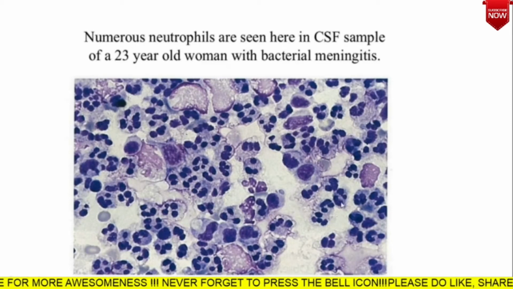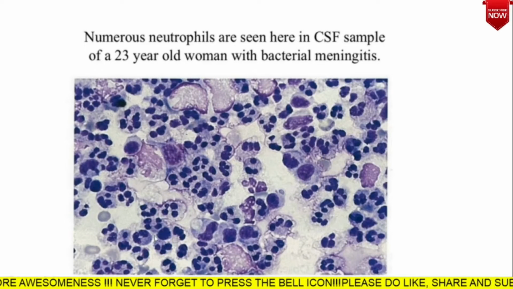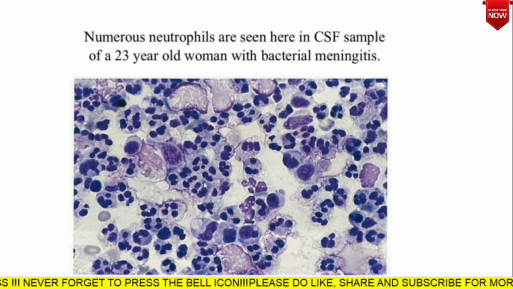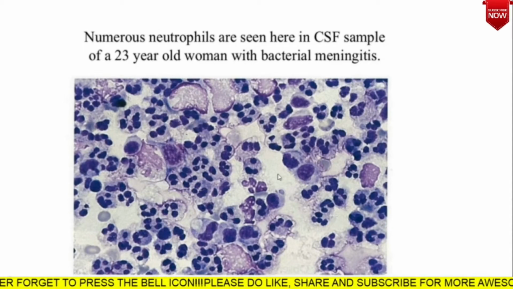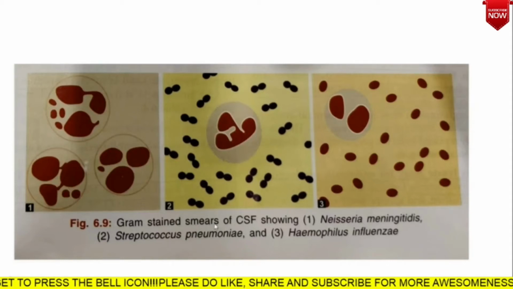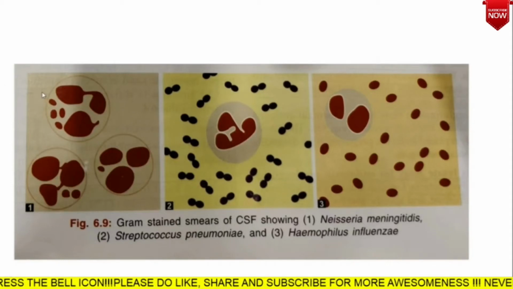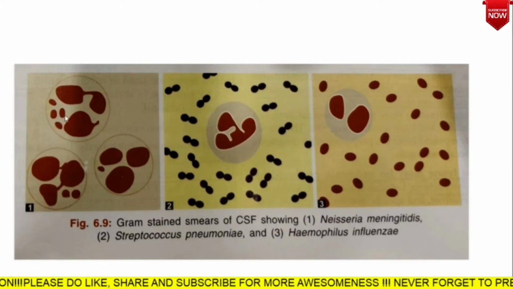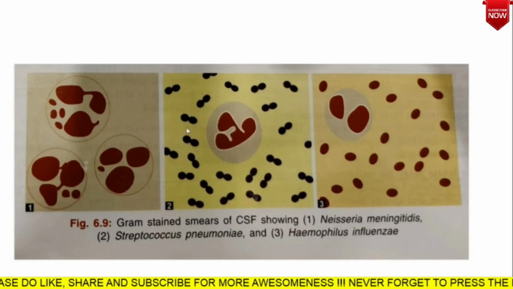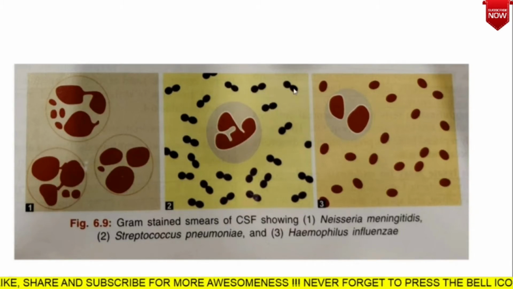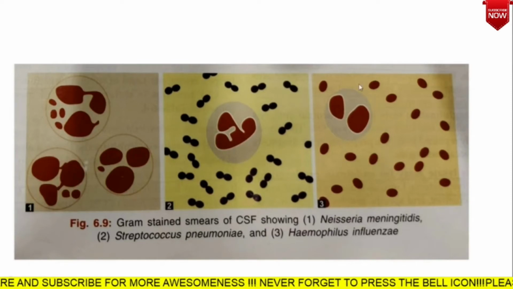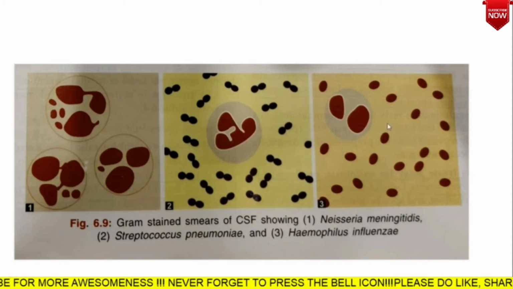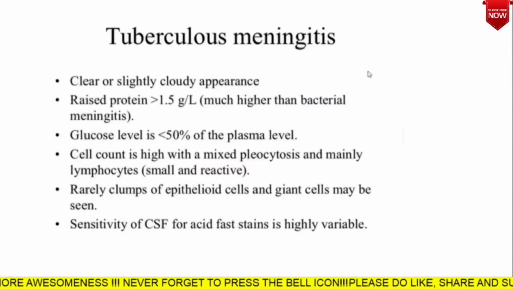has bacterial meningitis. This is not exactly showing very clearly, but there could be diplococci, gram-negative ones inside the neutrophils, which is characteristic of Neisseria. This is one picture from the book, gram-stained smears of the CSF. The first picture is showing Neisseria meningitidis within the neutrophils. You have these gram-negative diplococci. And then you have Streptococcus pneumoniae, which are gram-positive diplococci found outside the neutrophils. And in the end, you have Haemophilus influenzae, which will show you gram-negative cocci.